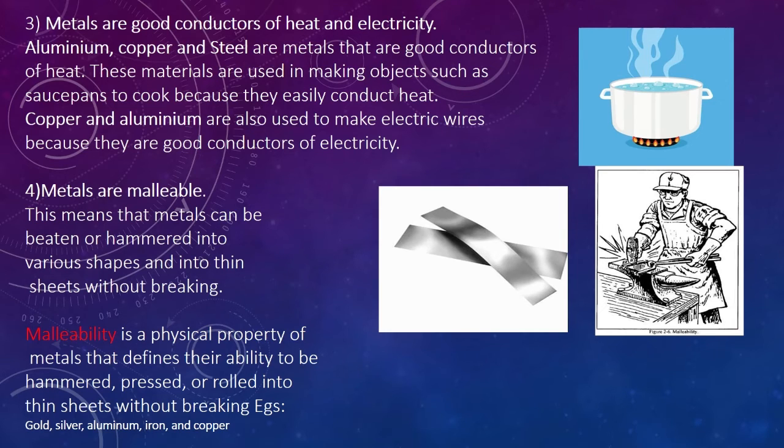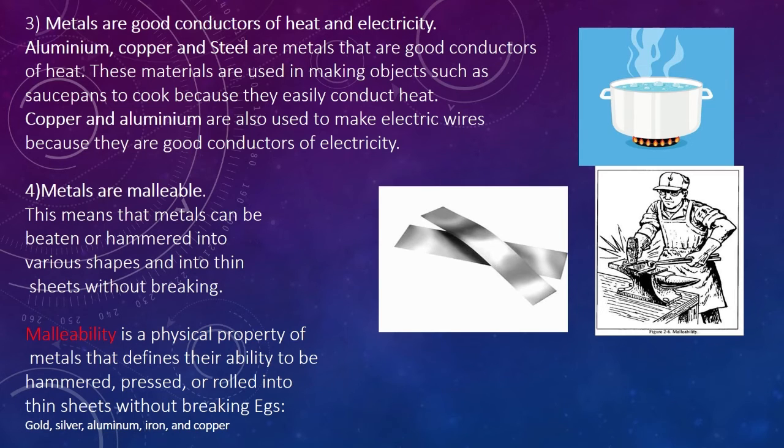And then copper and aluminium. These two metals are used in making electric wires in our houses. Why? Because they are good conductors of electricity. Electricity can flow through them. This is to note that it is not all metals that electricity can pass through, or not all metals are good conductors of electricity. Please take notice of that.